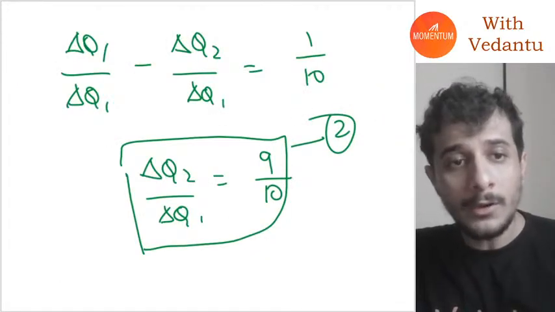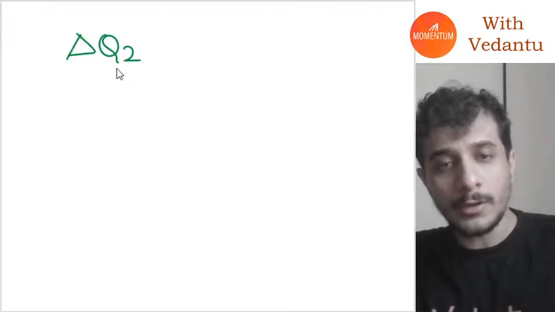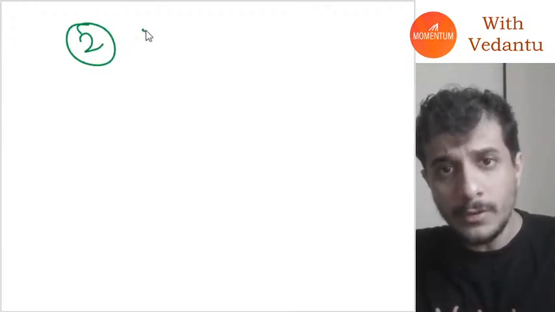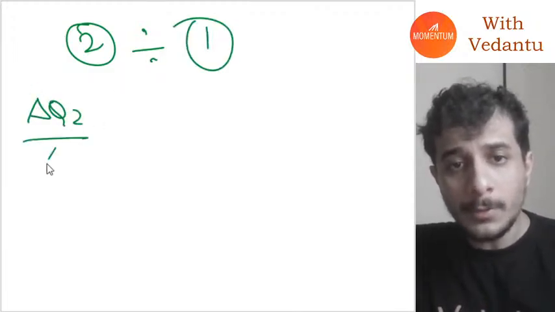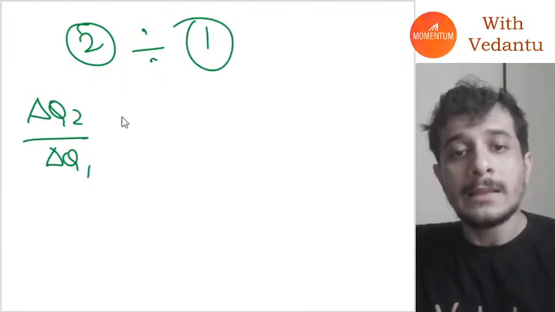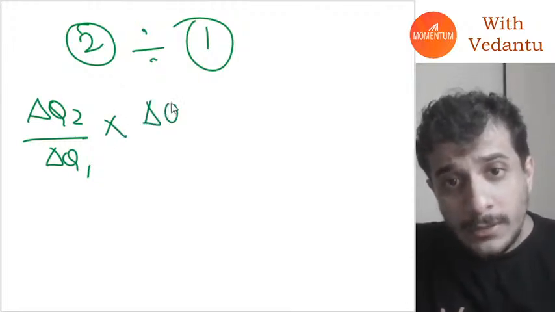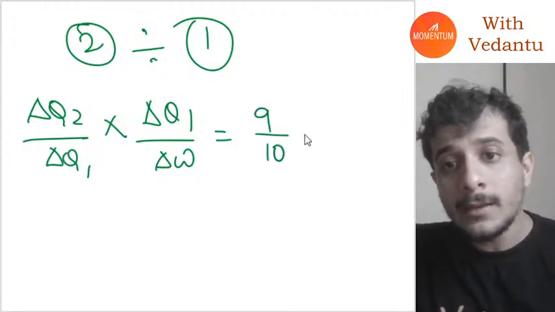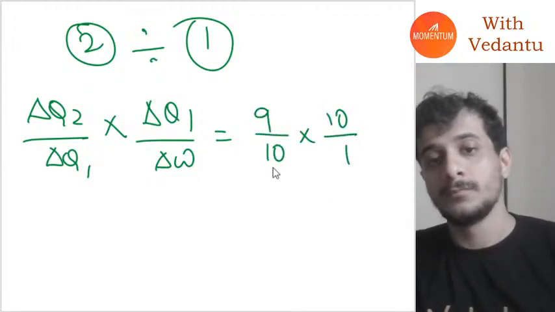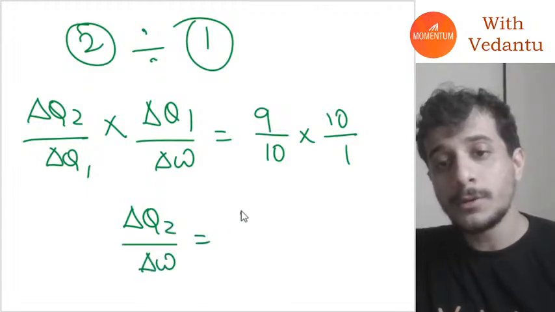Okay, what I will do is very simply write equation 2 divided by equation 1, which gives me delta Q2 upon delta Q1, divided by equation 1, which is delta Q1 by delta W, is equal to 9 by 10 into 10 by 1, which gives me delta Q2 upon delta W is equal to 9.